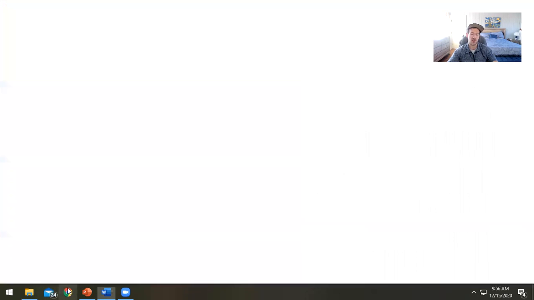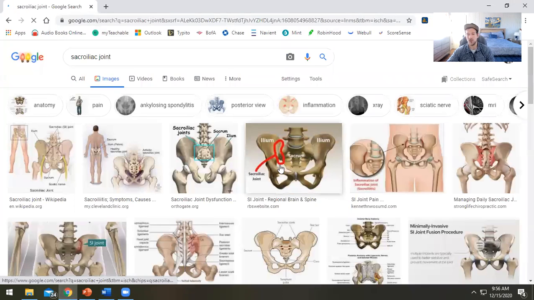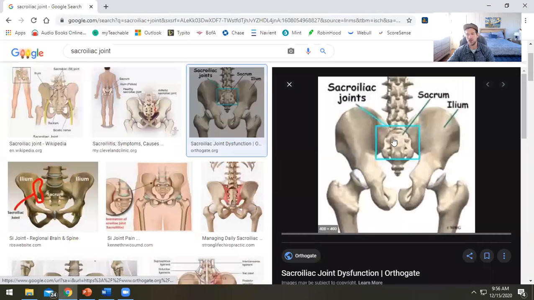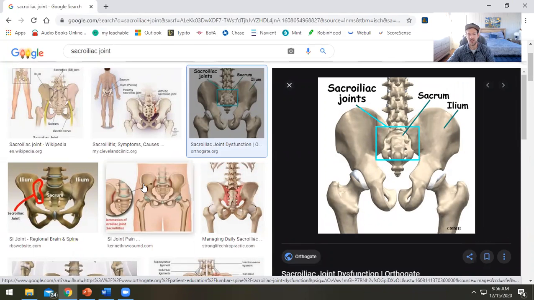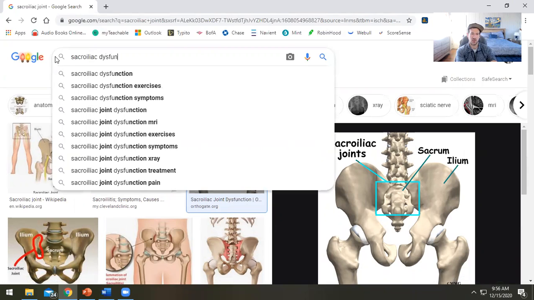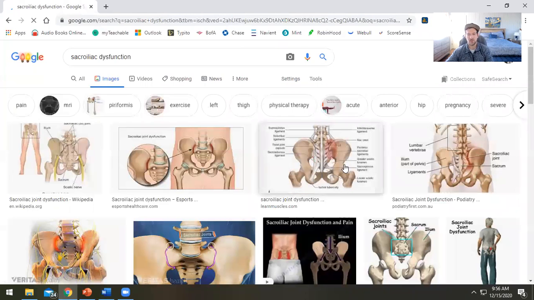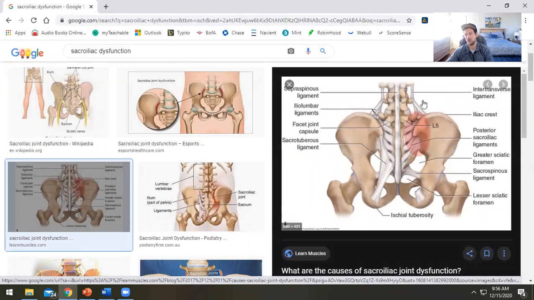Sacroiliac dysfunction. So your SI joint, your sacroiliac joint, is the joint where your sacrum comes together to hold the two parts of your pelvis attached at the top there. When we see sacroiliac dysfunction, what we'll often see is pain in this area of the low back, right in here. It's often where your L5 is meeting the very top of your sacrum. We're seeing a lack of mobility in here.